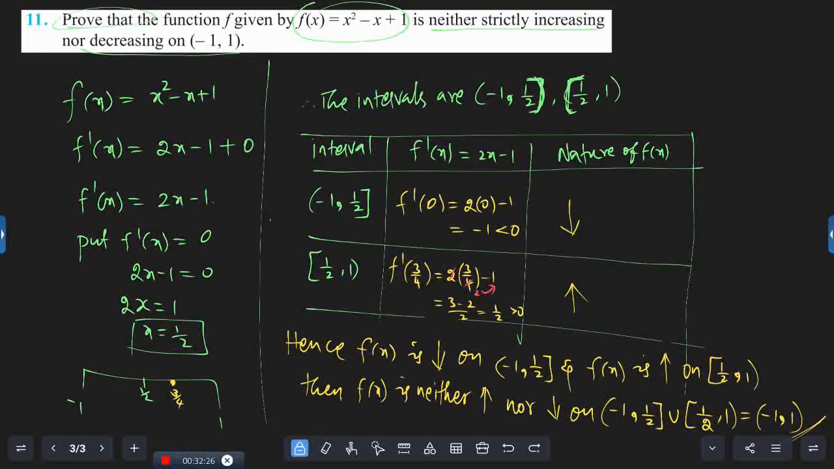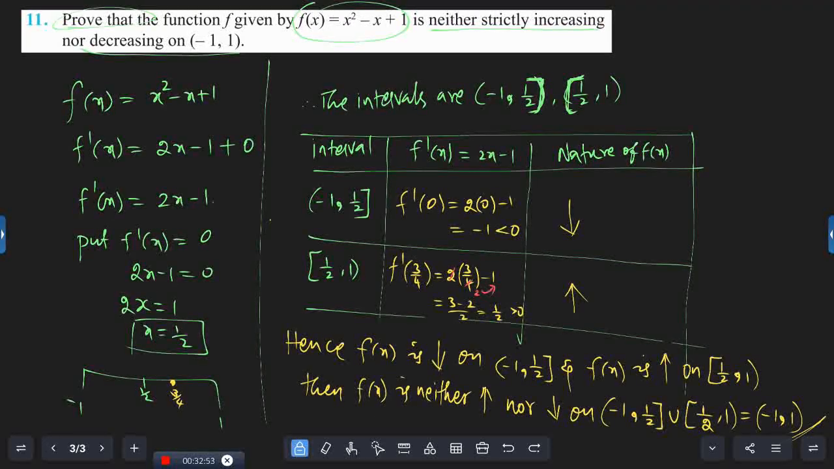Instead of writing minus 1 comma 1 separately, when you join them together, you will get this only. That is what I said. In a single interval, a function that is increasing and decreasing is neither increasing nor decreasing. I hope you understand this. In the introduction itself, we said this. Don't forget.